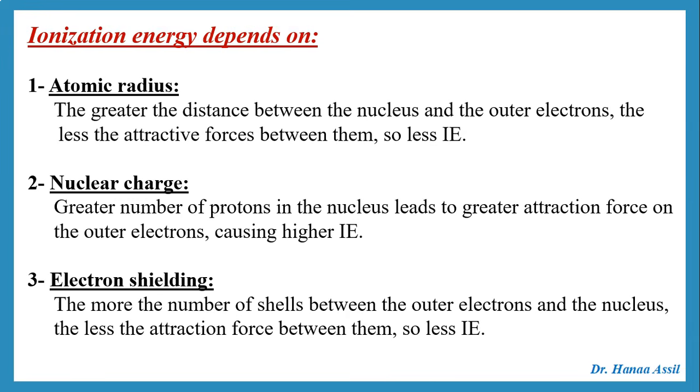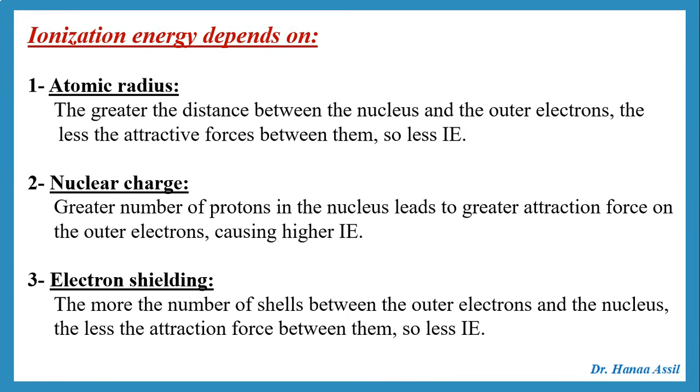So the electron to be removed will need higher ionization energy. What about shielding? Well, if there are several energy levels between the nucleus and the outermost electron, we say there is increased shielding, and that means that outermost electron will not be that strongly attracted to the positive nucleus, and it will be easier to remove. So the more shells I have in the middle between the nucleus and the outermost electron, that is called more shielding, and therefore the electron will be more easily removed. So I will need less ionization energy.